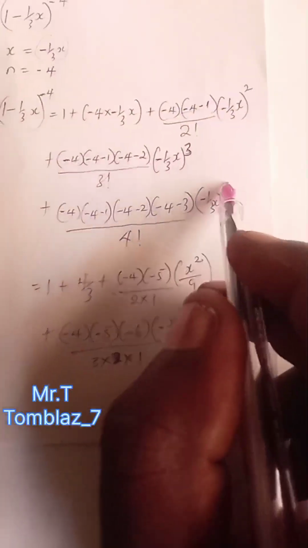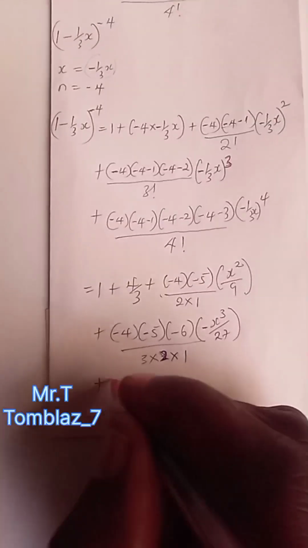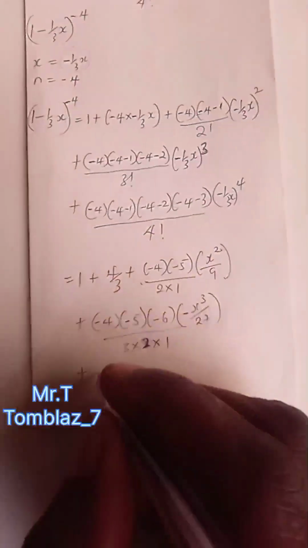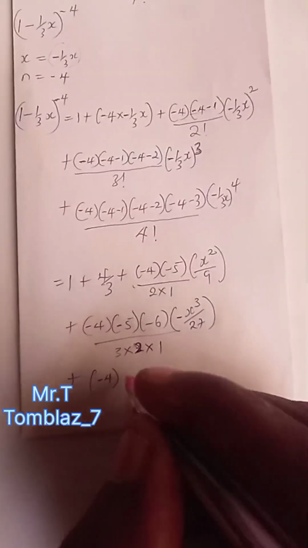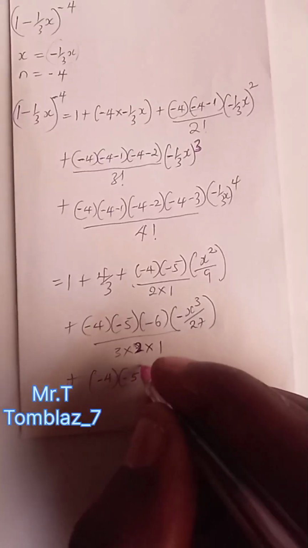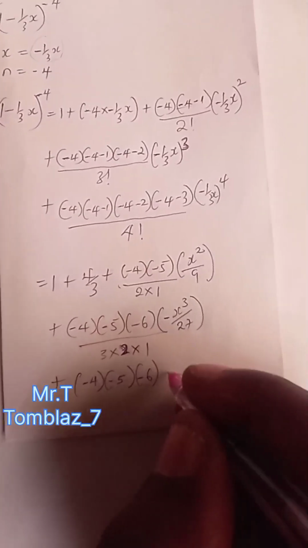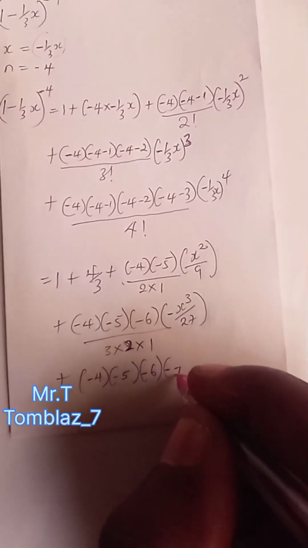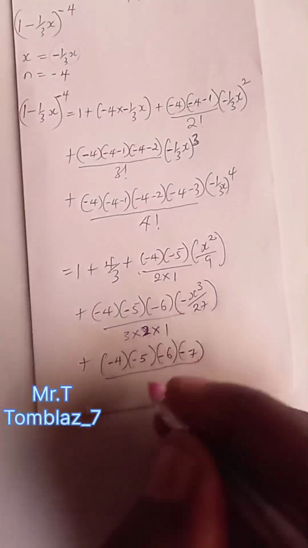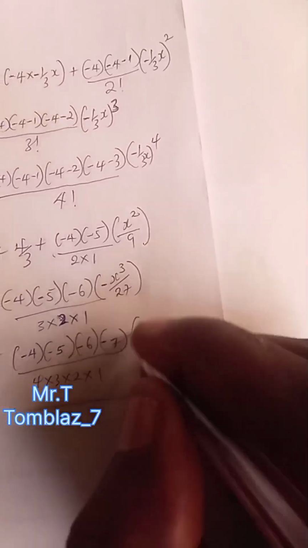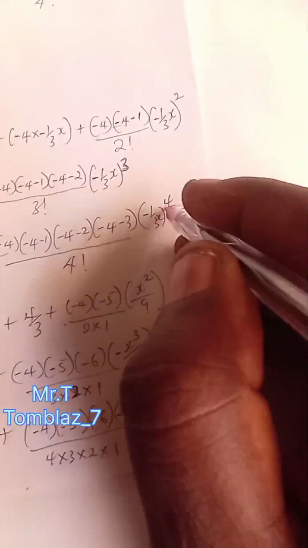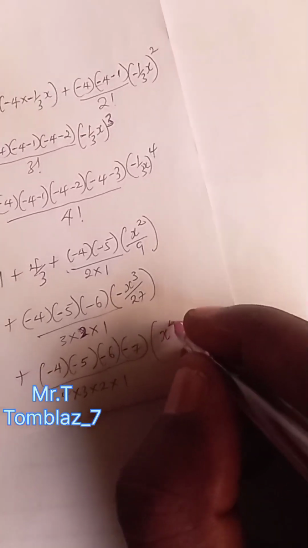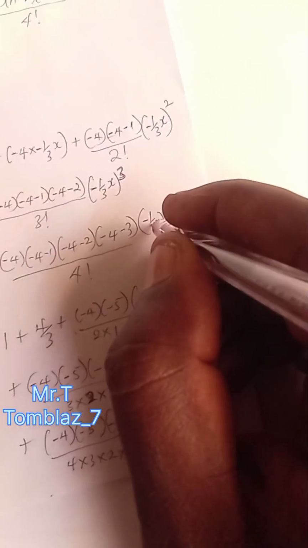Then the last but not the least, we have plus. Here we'll be having minus 4, minus 5, minus 6, minus 7 all over 4 times 3 times 2 times 1, into, since this power is even, this negative becomes plus. So we have x raised to power 4 all over 3 times 3 times 3 times 3, 81.